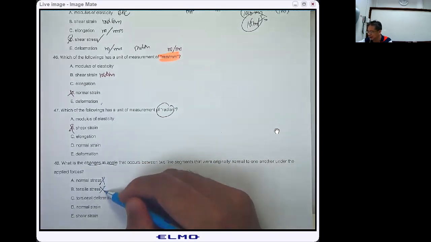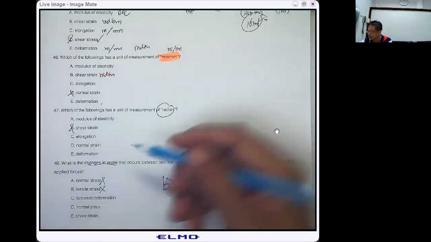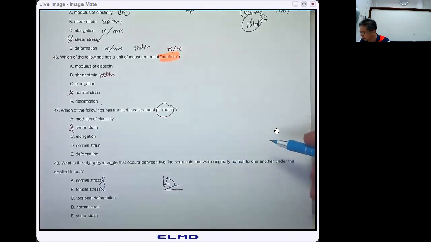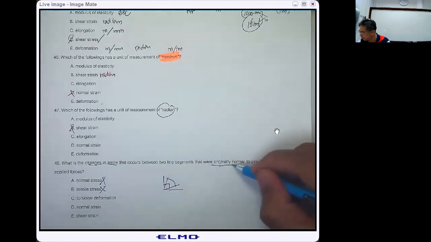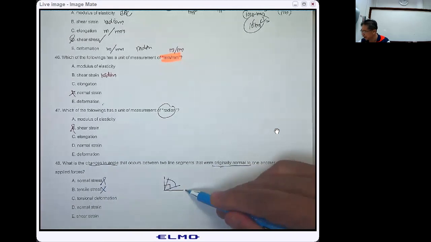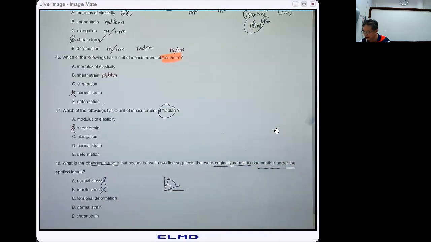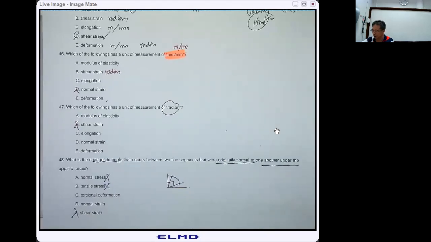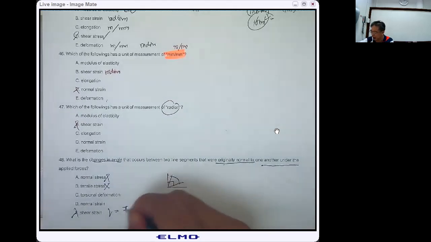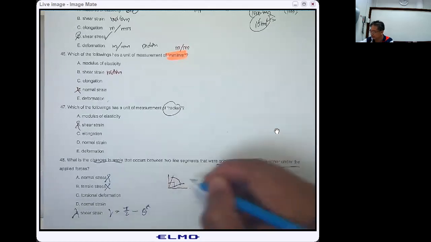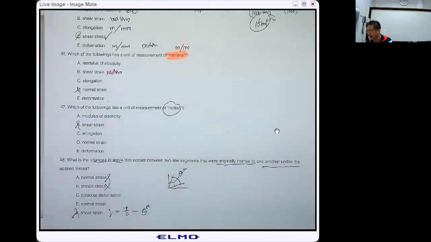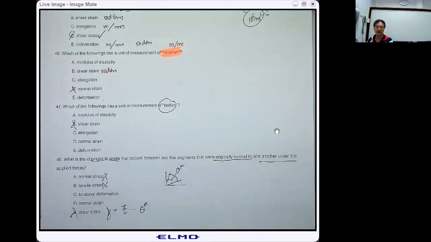Okay, and then this starts from the normal angle, the red one, and then to the one under the applied force. This one is going to be the shear strain. We have gamma equal to pi over 2 minus theta star. This is going to be theta star. That is going to be the shear strain. Okay, and then we come to problem 49.